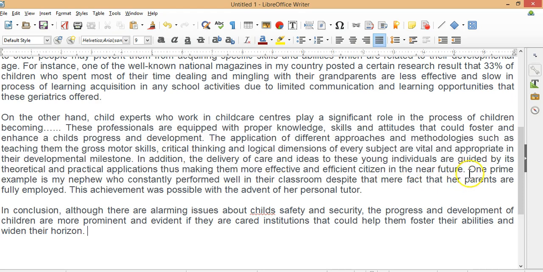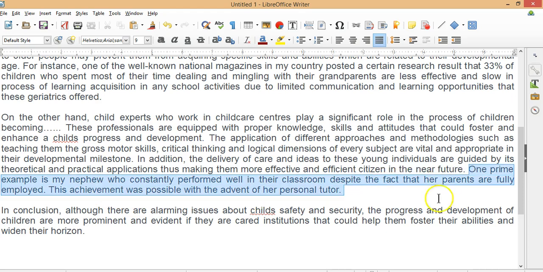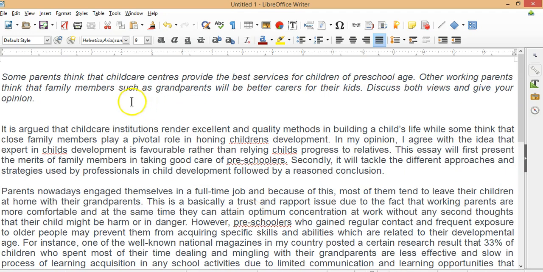So now an example. One prime example is my nephew who constantly performed well in their classroom, despite the fact that her parents are fully employed. This was possible because we have a personal tutor, which is not the same as a childcare centre. Not the same thing.